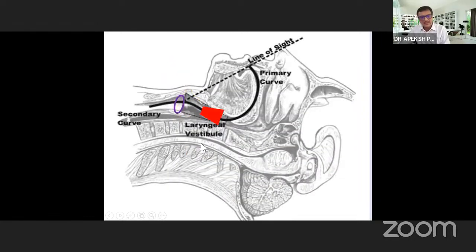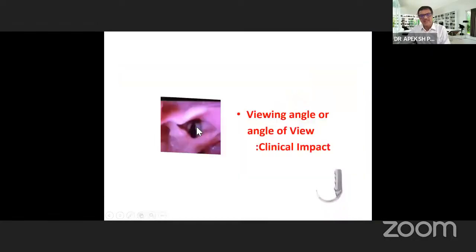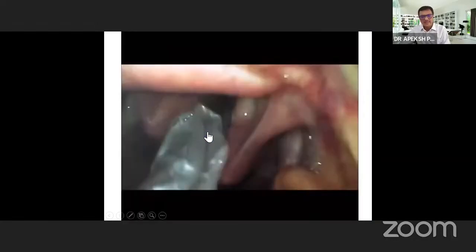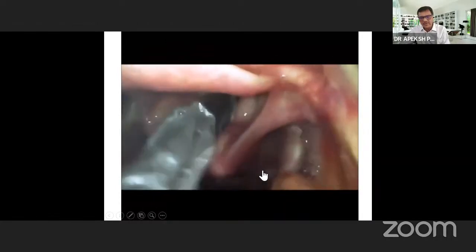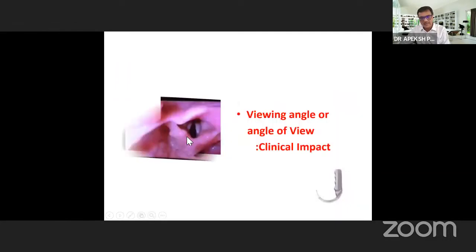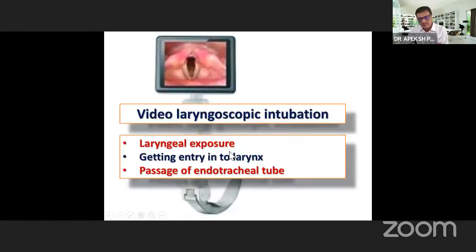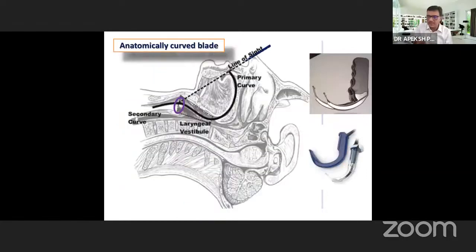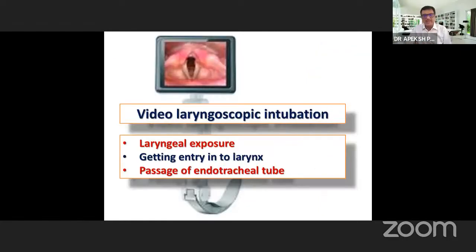So this is a narrow angle camera, this is a wide angle camera. This is the picture taken from the narrow angle camera. You won't see the adjacent structures near the larynx. If you are using the wide angle camera, you will see the adjacent structures. So when you are using the wide angle camera, you can maneuver the tip towards the larynx because the tip is visualized much earlier compared to the narrow angle camera. So that's about the laryngeal exposure.